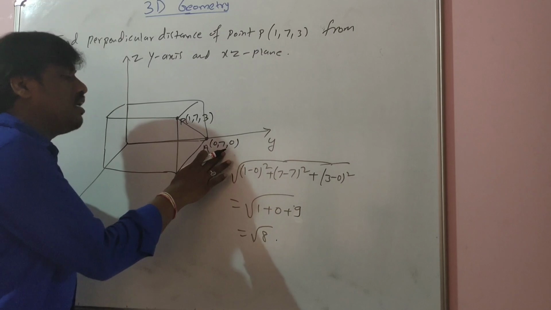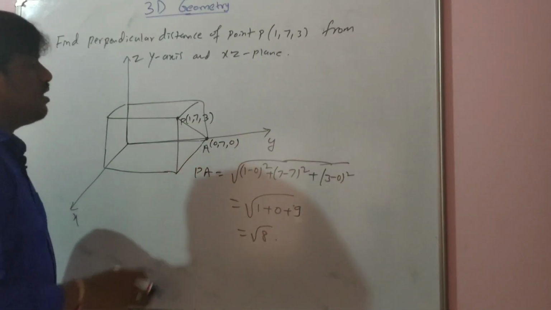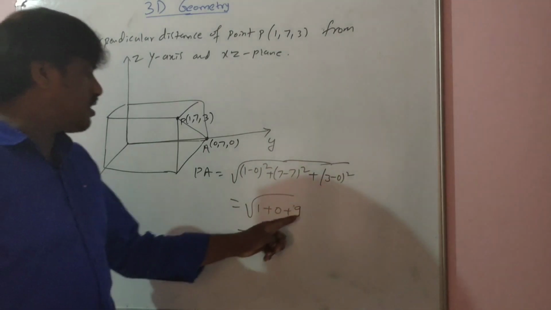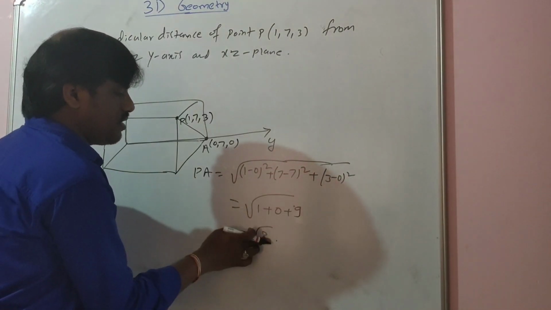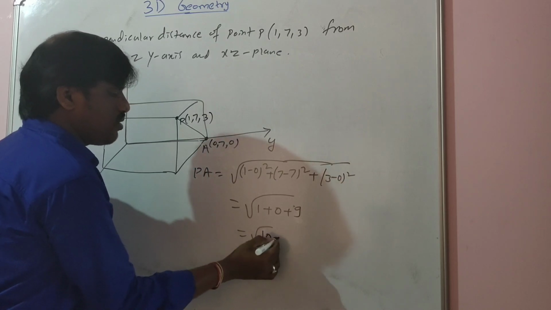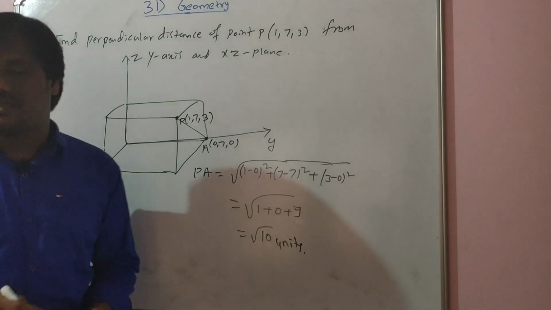On the y-axis, it means that x and z will be 0. The distance of this will be, you got 9 plus 1, that is 10, square root 10, right? 3 square is 9, 9 plus 1, 10, sorry. Root 10 units you got. Okay. So the answer is the PA distance is root 10 units.